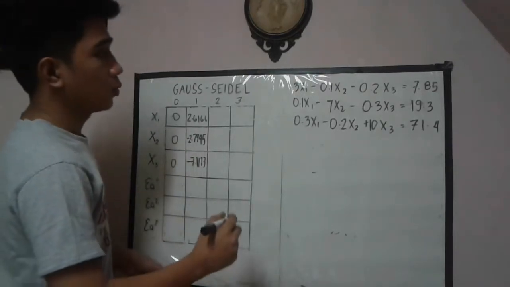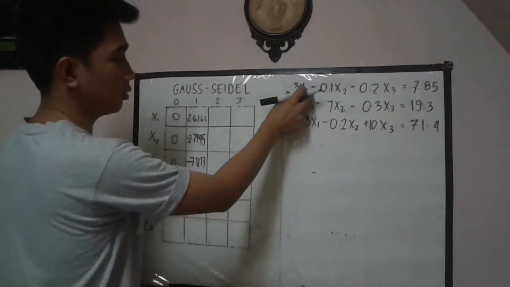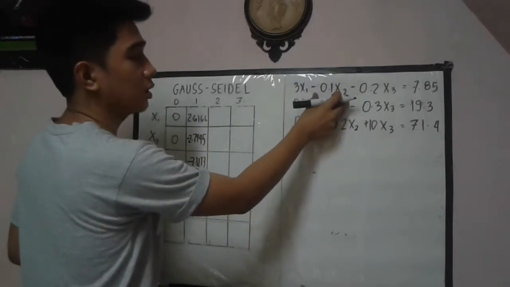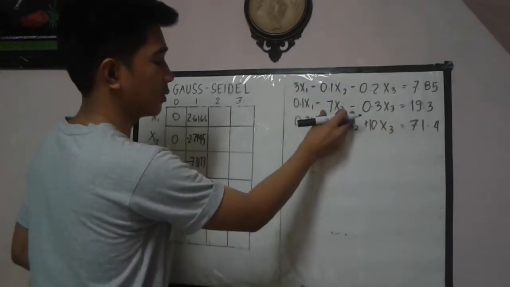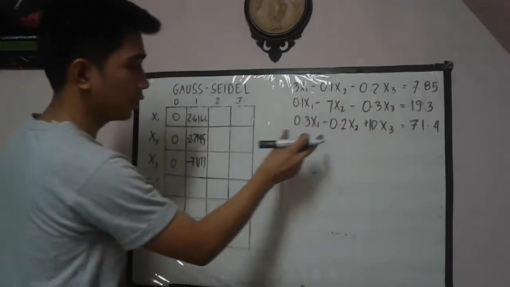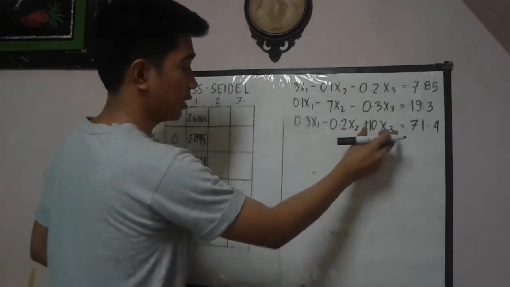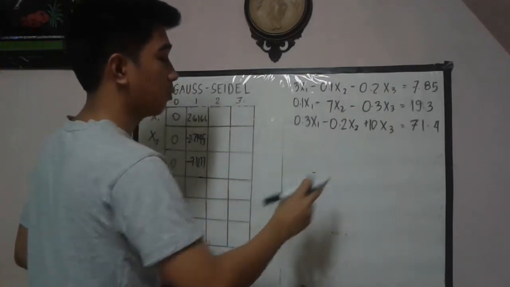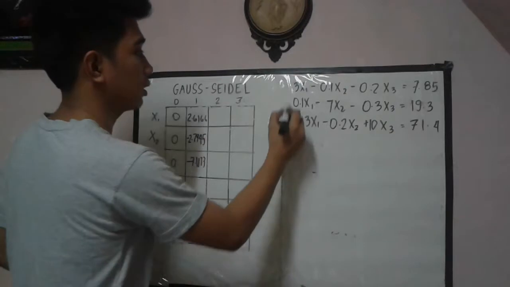To do this, we need to satisfy a condition in which the first coefficient of the first equation must be greater than the sum of the second coefficient and the third coefficient. For the second equation, the second coefficient must be greater than the sum of the first coefficient and the third coefficient. For the third equation, the third coefficient must be greater than the sum of the first and second coefficients. In this case, it is said that our system is diagonally dominant.